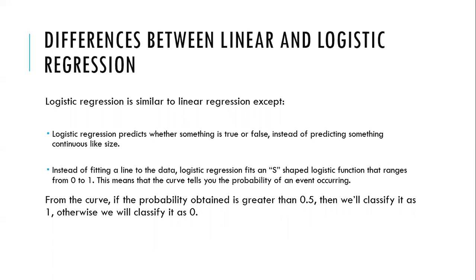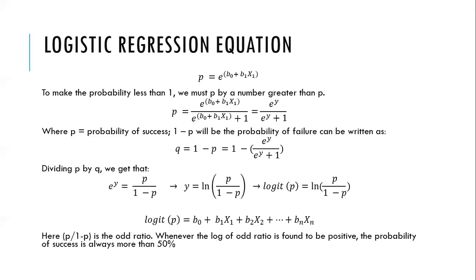This means that the curve tells you the probability of an event occurring. So from the curve, if the probability obtained is greater than 0.5, we classify it as 1. Otherwise, we'll classify it as 0. This goes back to what we said here. Whenever the log of the odds ratio is found to be positive, the probability of success is always more than 50%. So we tend to classify the positive end of it to be 1. When I say the positive end of it, we tend to predict anything that's greater than 0.5 to be 1.